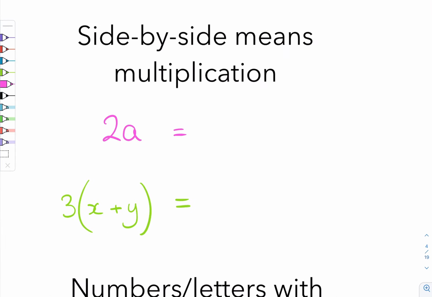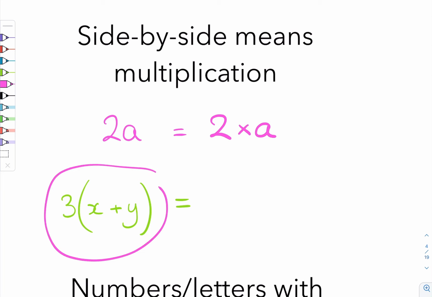Side by side means multiplication here. So I've got 2a side by side. That actually means 2 times the a. Likewise over here, I've got the number 3 right next to this bracket sign. So it actually says 3 times this bracket portion.